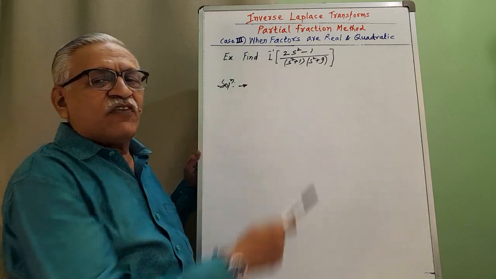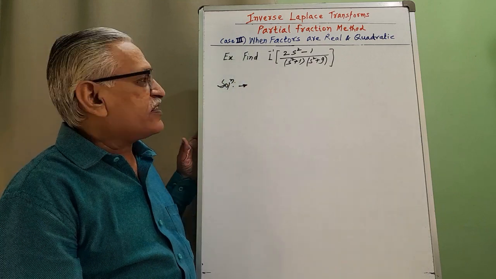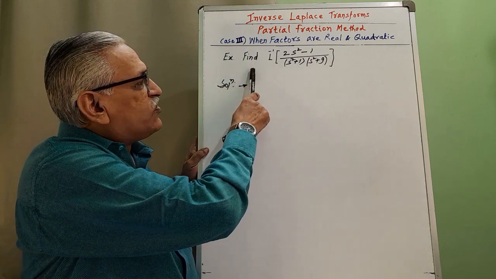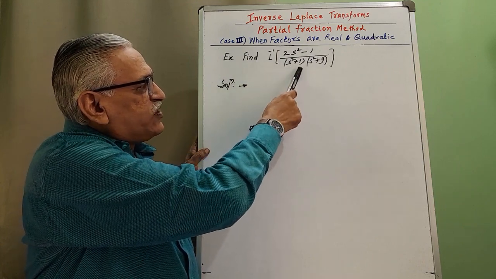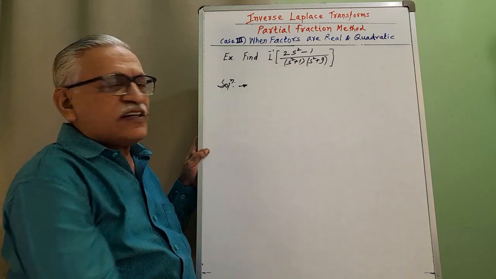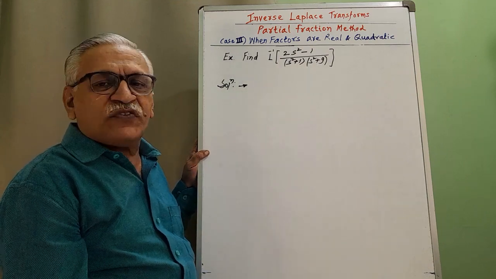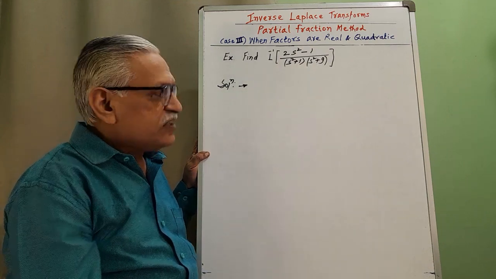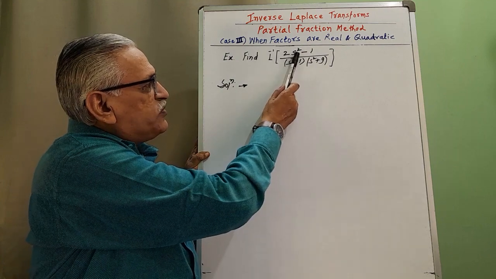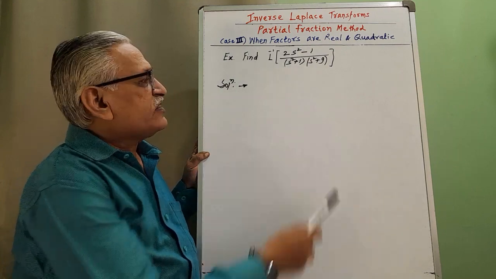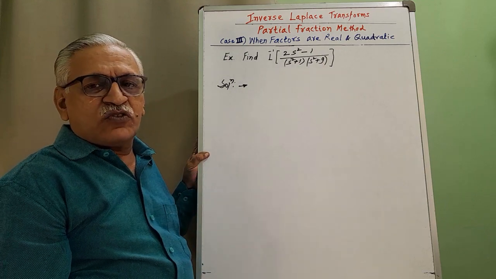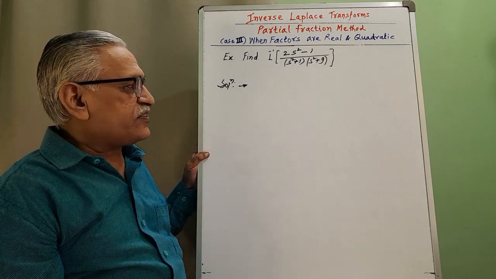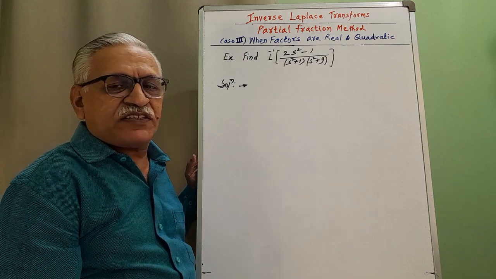Case number 3, when factors are real and quadratic. Let us find the inverse Laplace transform of (2s² − 1) divided by first factor (s² + 1) into second factor (s² + 9). First we check whether it is a proper fraction or not. The degree of the numerator is 2, and the degree of the denominator is 2 into 2, that is 4. 2 is less than 4, which means it is a proper fraction, so we can apply the partial fraction technique.